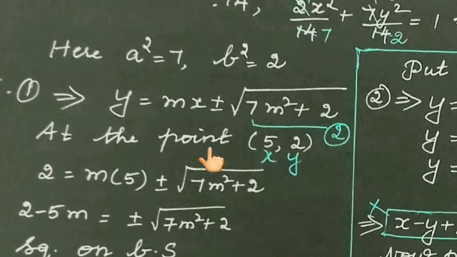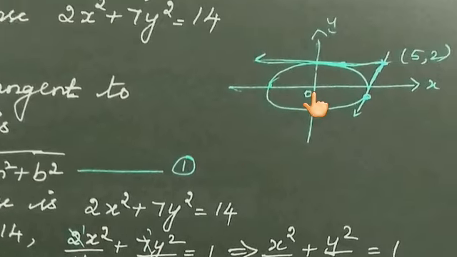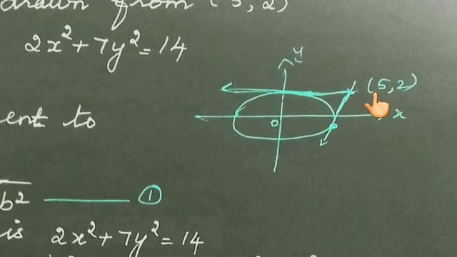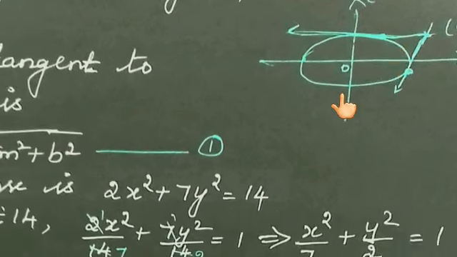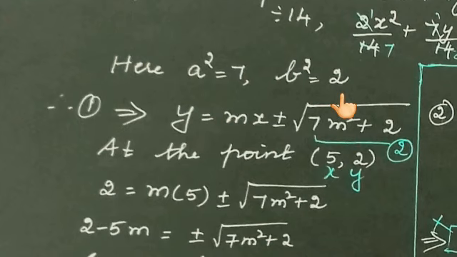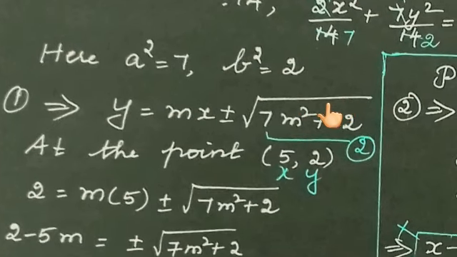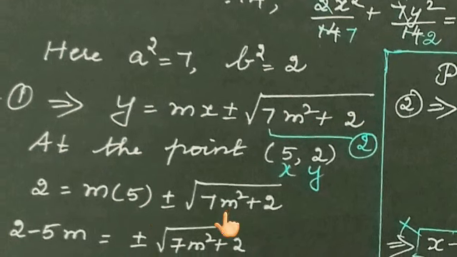Now let us substitute the point (5, 2) in the equation of the tangent. We drew the diagram at the start, the point (5, 2), and from here the tangent passes. So this point lies on the tangent. So this point will satisfy the tangent equation. Okay. So let us substitute 5, 2 in the place of x, y in equation 2. Therefore in the place of y write 2, which is equal to mx, that is m into 5, plus or minus root of 7m square plus 2.